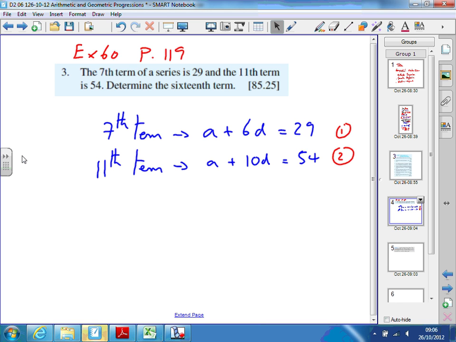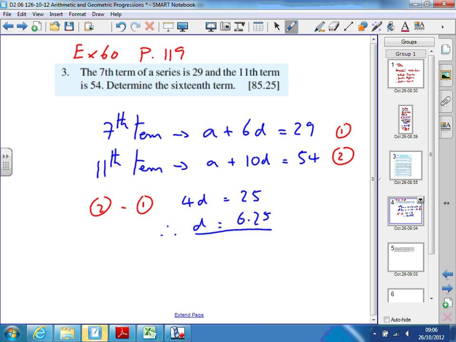So to find A or D, what would we do? Right, 2 take away 1. That means the A's disappear. 10D minus 6D is 4D. 54 take away 29 is 25. And therefore D equals 25 divided by 4, 12 and a half. What's half of 12 and a half? 6.25. So D equals 6.25.